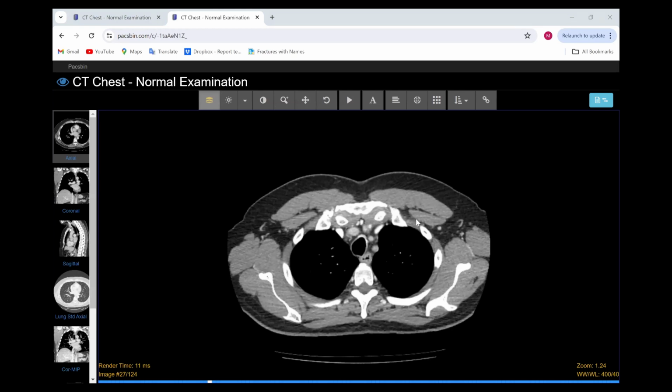Yes, we need contrast to see lymph nodes, but sometimes CT will show enlarged lymph nodes without it. But the characteristics of the lymph nodes, whether they are necrotic or not, we cannot tell without IV contrast. So we would always prefer to do IV contrast in cases of enlarged lymph nodes.